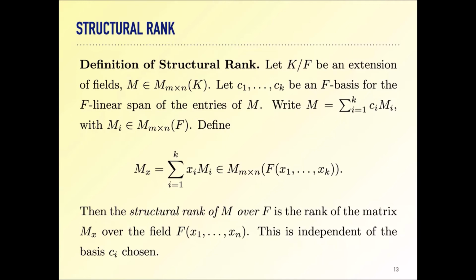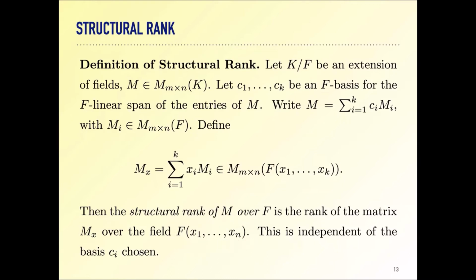So these are indeterminates. And so now I replace them and I get a matrix that I'll call M sub x, which is an m by n matrix in just the field of functions, F adjoin x1 through xk, these k algebraically independent variables. Then the structural rank of M over F is the rank of this matrix in these formal variables over this field. Okay.